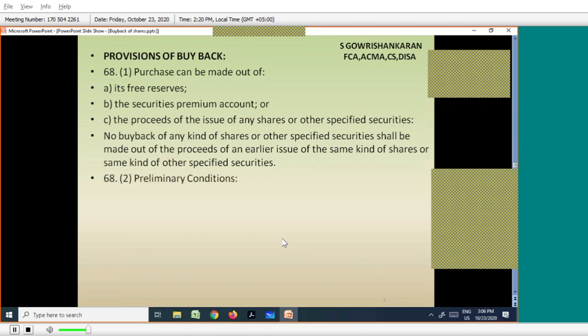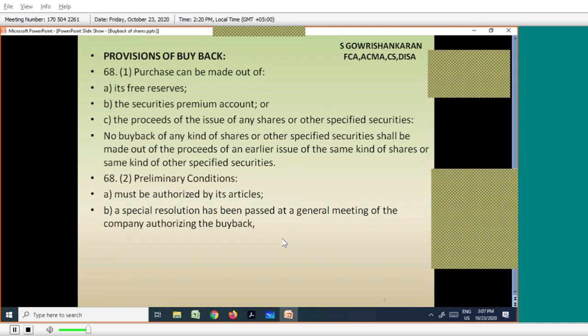Section 68 continuation, further conditions. When I am going for buyback, it should be authorized in my articles of association. Memorandum of association and articles of association are the parent documents for companies under the Companies Act. In the articles of association we put lots of rights, responsibilities, liabilities, powers and duties of the company as well as directors, shareholders, everybody. One of the things we should put inside is the buyback power: the company has the right to buy back. That is what we should enter in the articles of association. Then only we can go for buyback.